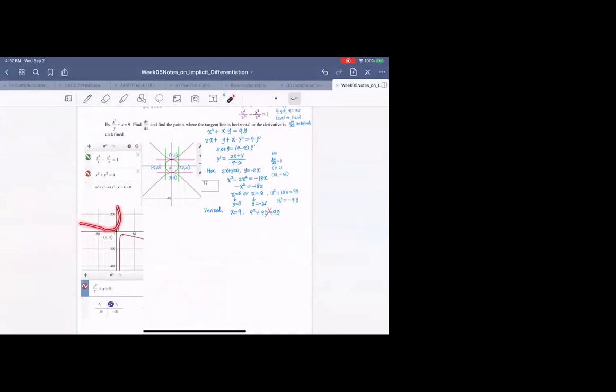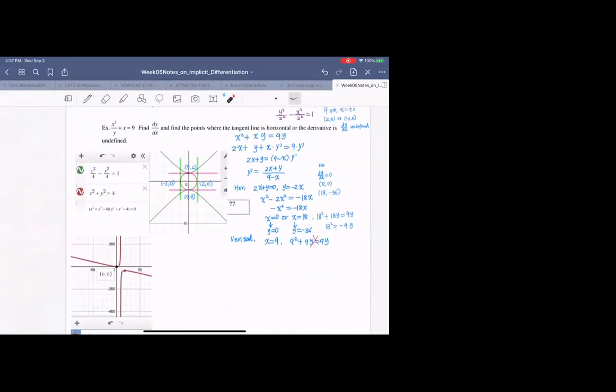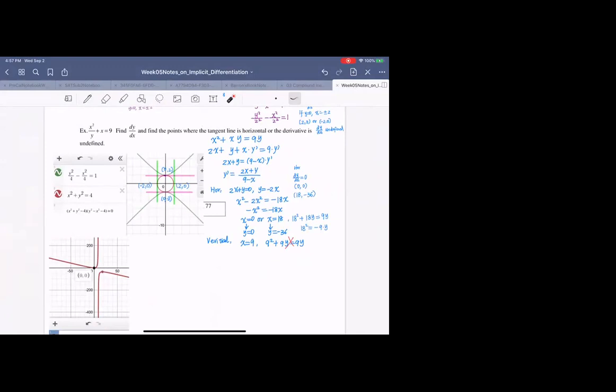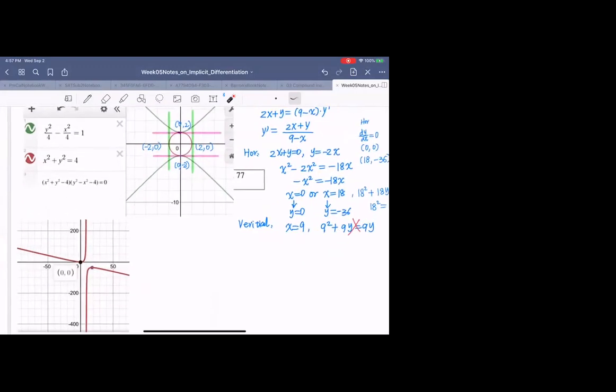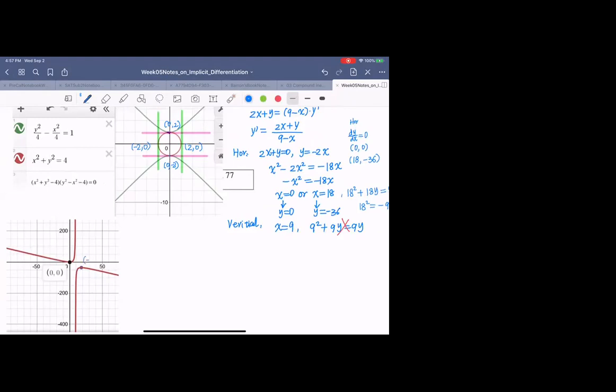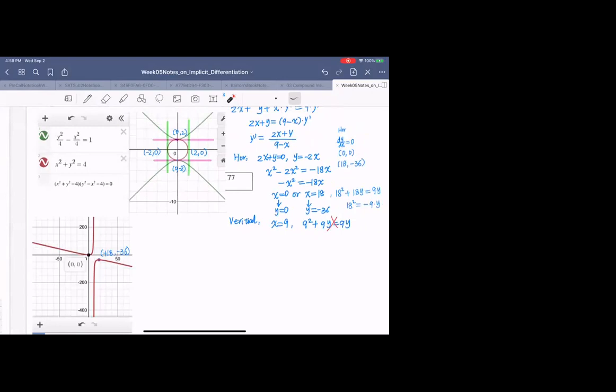So this is those kind of curve, and you are looking for the horizontal and undefined. This one doesn't really have undefined. This one has a horizontal at 0, 0, and 18, negative 36. Okay, that's 2 points. 0, 0 is 1. The other one is positive 18 and negative 36. Yes, on this location horizontal, on this location horizontal tangent line. Does that make sense for you now?